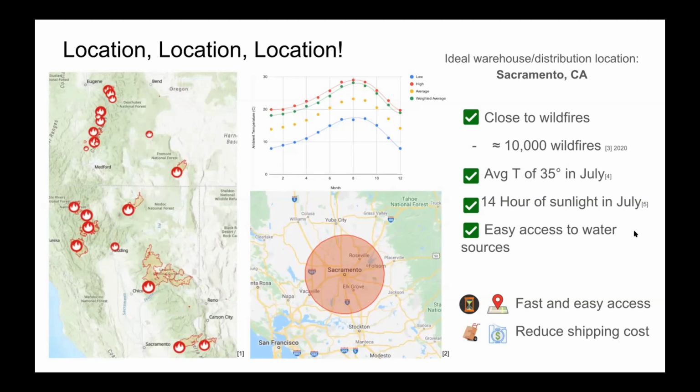This was actually taken this week, so it's the winter. We have different places to reduce the shipping cost. We can also use the distribution point to supply other states with the products. And this again can reduce the cost of the shipping and can provide fast and easy access.